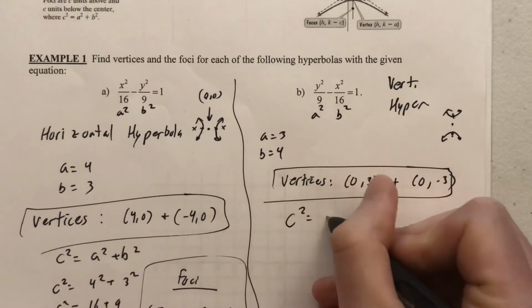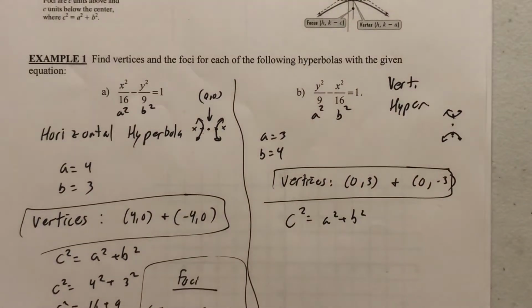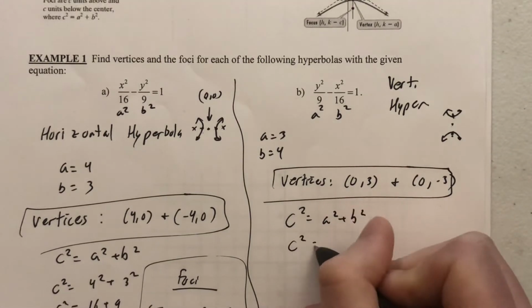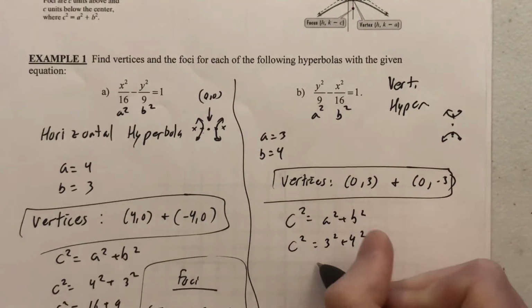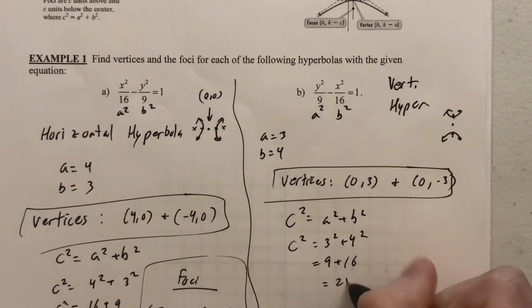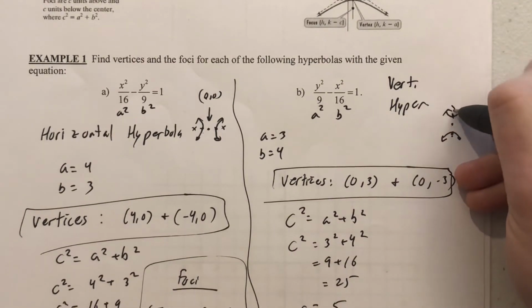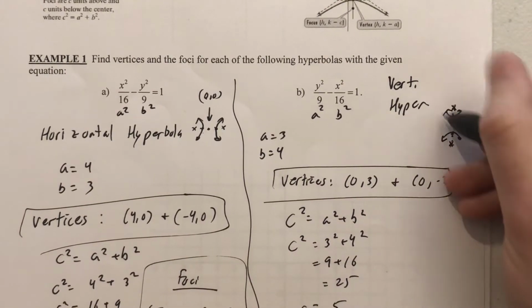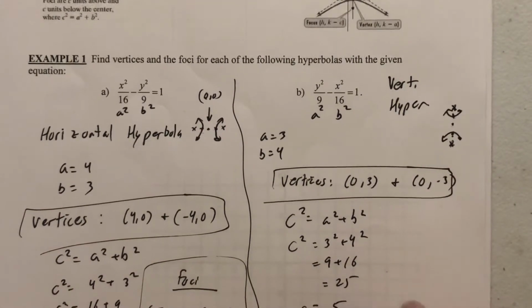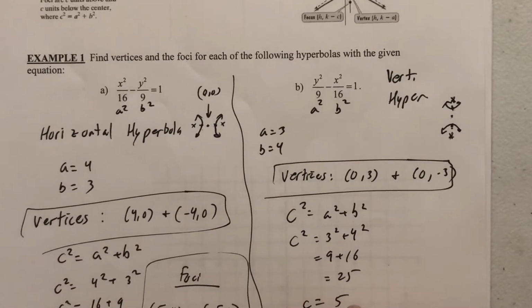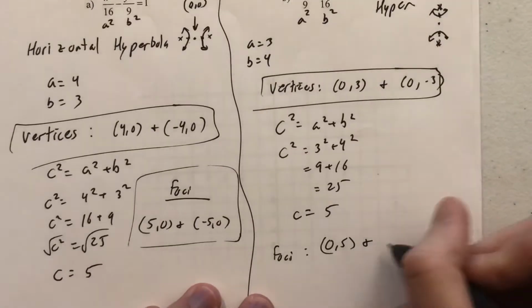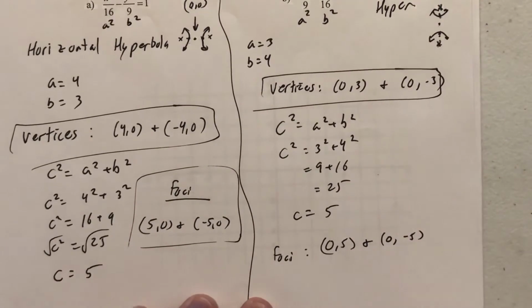Now we'll use our foci formula, which, since a and b are just reversed, is going to look identical: 3 squared plus 4 squared. So 9 plus 16, so 25. So again, we get c as 5. And now, with the c of 5, notice the foci would be above and below the center for them to wrap around. So again, the c has to get added and subtracted to the y value of the center. So the foci are going to be at 0, 5, and 0, negative 5.